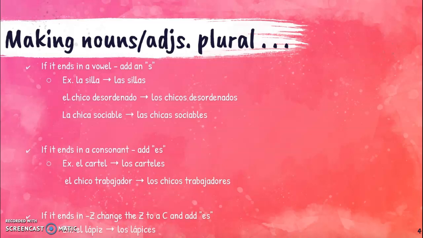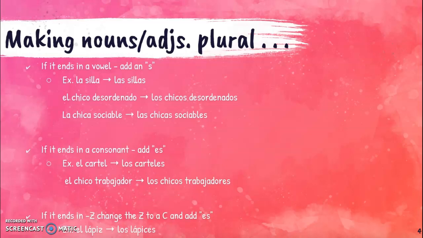Our next rule is if it ends in a consonant. So if our noun or our adjective ends in a consonant, we are going to add es to the end. Again, I provide you an example of just a noun and then a noun and an adjective. So let's look at those examples.